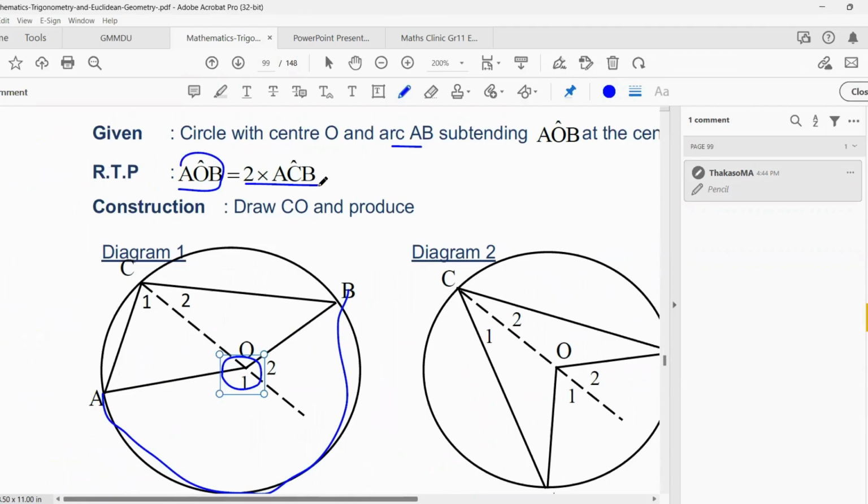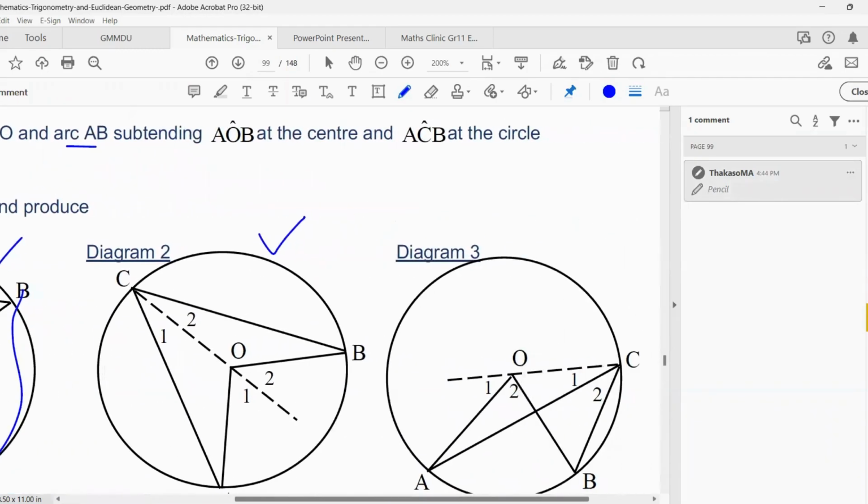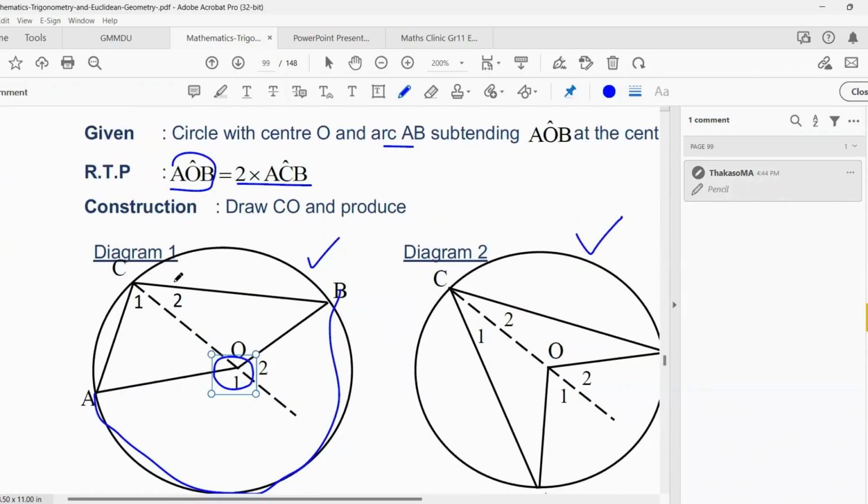the angle at the circumference. Okay, so in this scenario, you will either be given this diagram, or this one, or the third one. Any of them might pop out. So when that happens, if you get this one, you are given the angle at the center, which is angle O, subtended by arc AB. You are given the angle at the circumference, which is angle C. It's also subtended by arc AB. So you need to prove that here O is 2 times C.